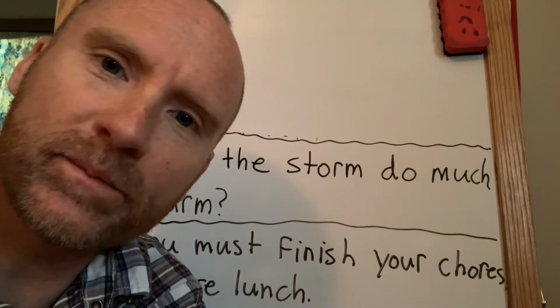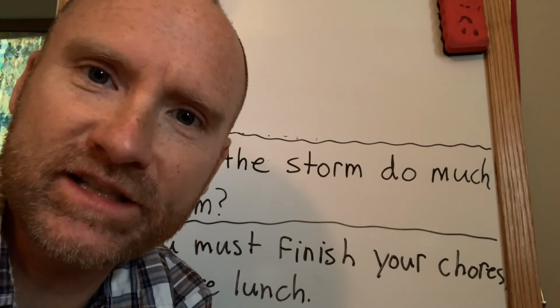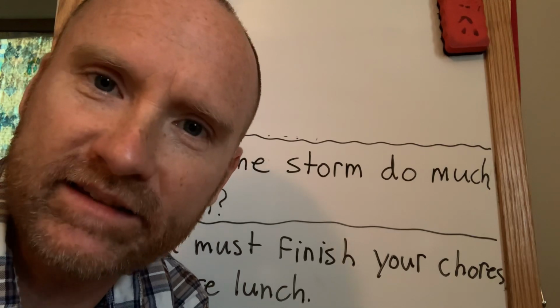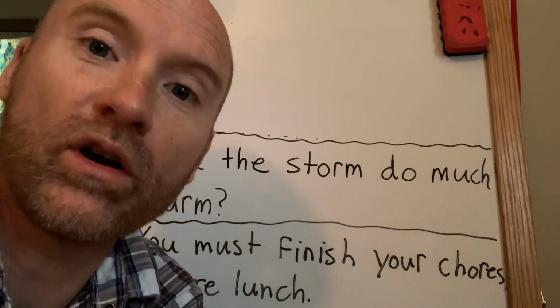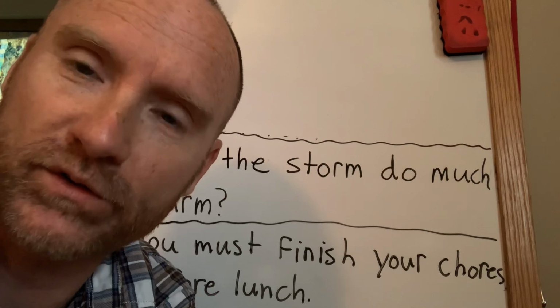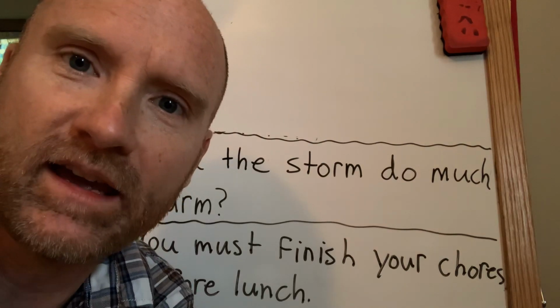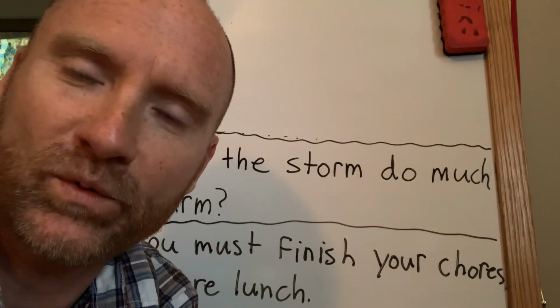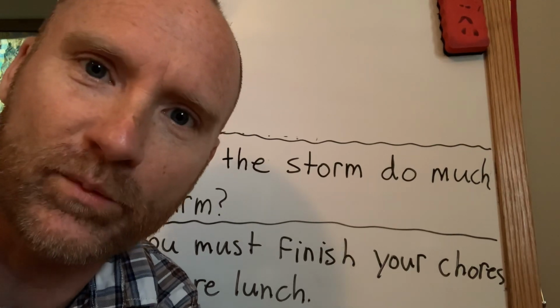Hey everybody. So we're gonna do Fundations Level 2. This is Unit 8. So these are our R-controlled vowels. This one goes pretty quick, pretty fast. So just stay along with me and we'll try to get this done a little bit earlier than normal, okay?